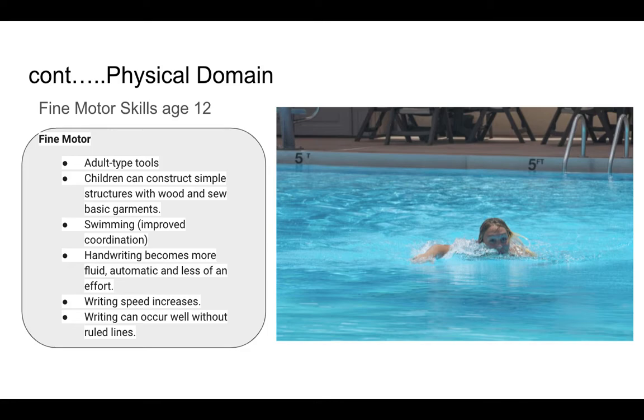Handwriting becomes more fluent. When you used to just scribble all over the paper, now you can write your name and it's clear and fluent and people can understand it. Writing speed increases. You're able to write a paragraph. And when at one time you weren't able to do these things, writing can occur well without rules and lines. I still need lines to write, but that works for some 12-year-olds, those that are advanced in their writing skills.